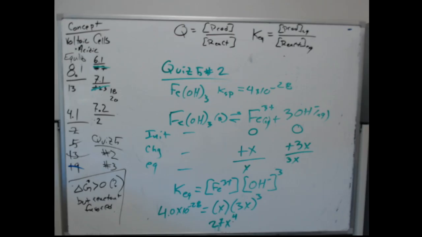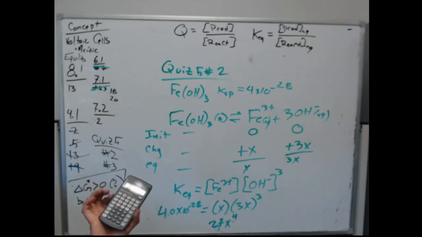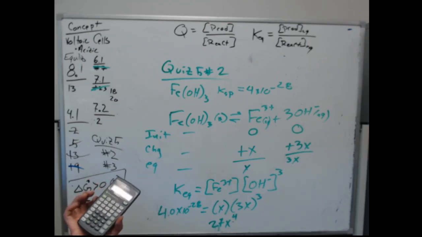So let's go ahead and solve for x. We get 4 times 10 to the minus 28 divided by 27, not 9, to the power. Now, I use one of these simple little calculators, and I always mess up my power of things when I try to do power of a quarter. So I just do to the power of 0.25, because I've got to take a 4th root, so that's going to be 1/4.